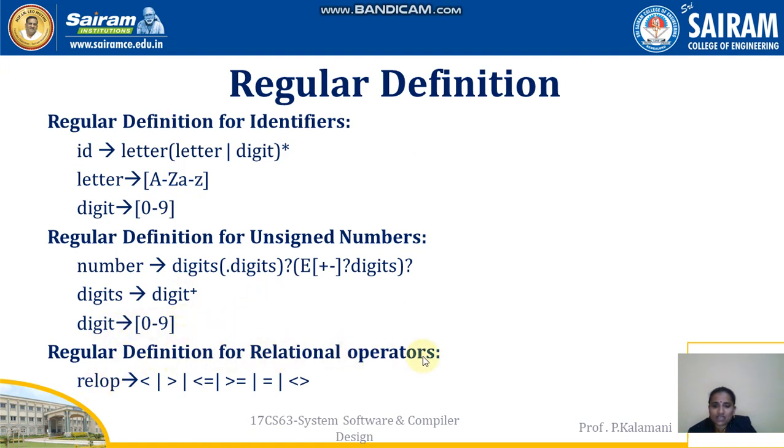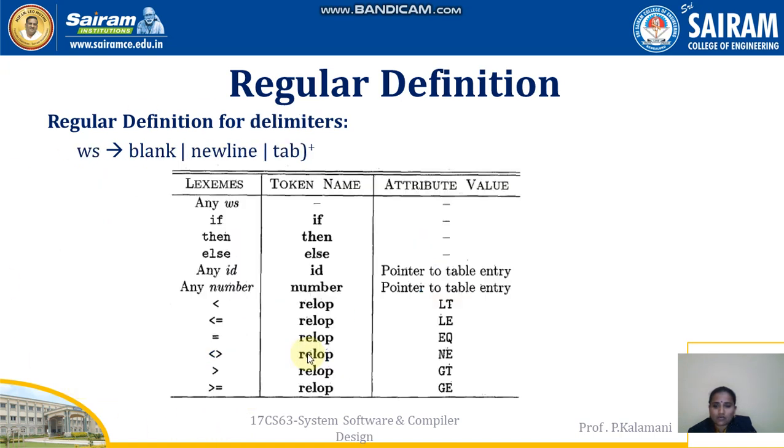This is the regular definition for relational operator. We know there are six relational operators: less than, greater than, less than or equal to, greater than or equal to, equal to, and not equal to. This is the regular definition for delimiters. Delimiters, as we know, may be blank space or new line or tab. At least one should exist, that's why we have used plus. So this thing we have already seen.